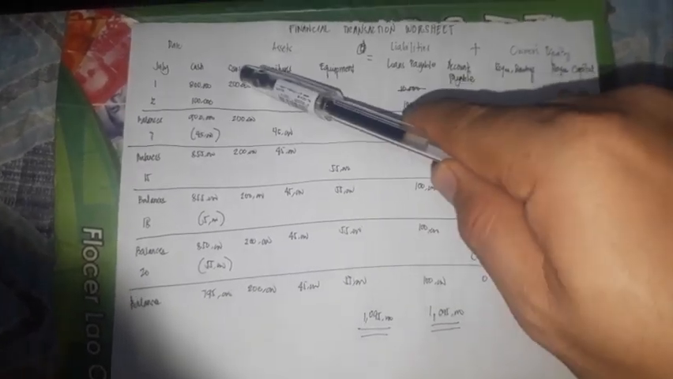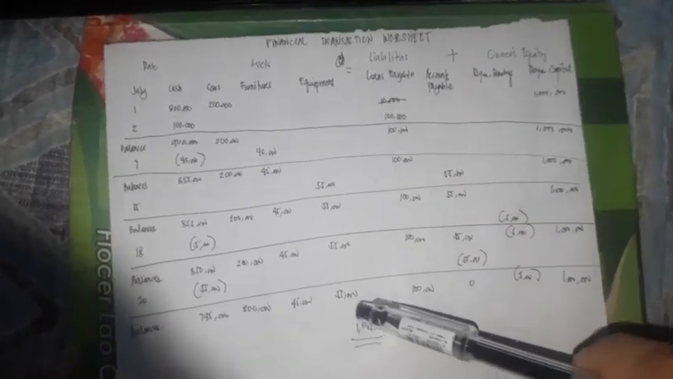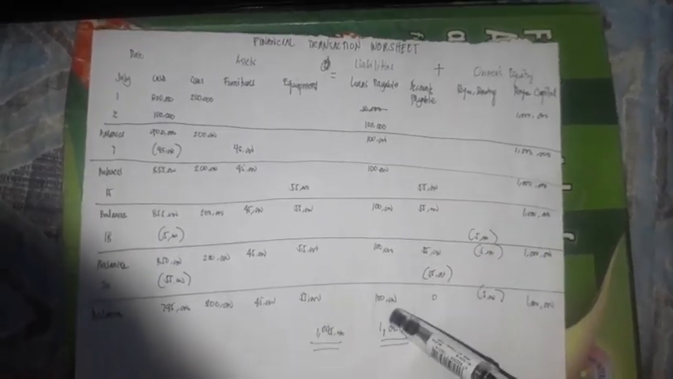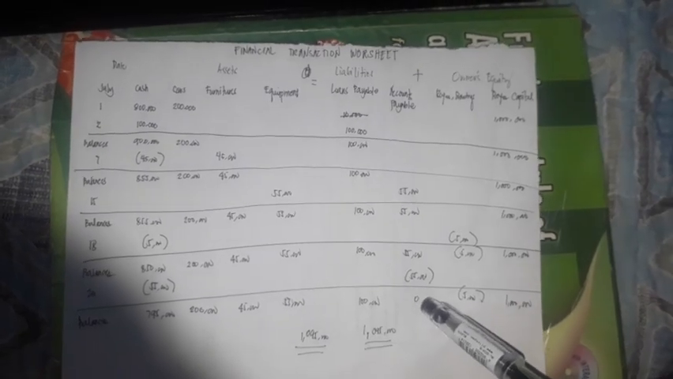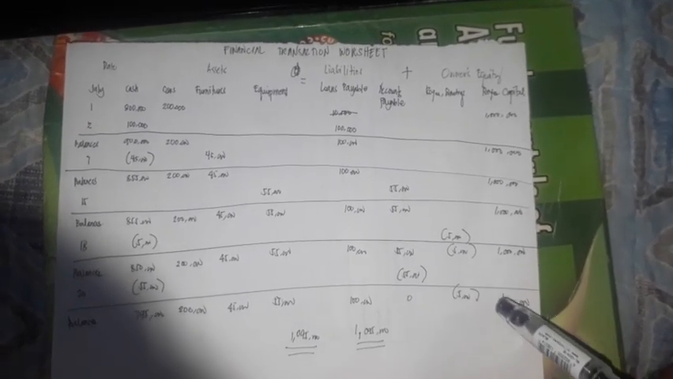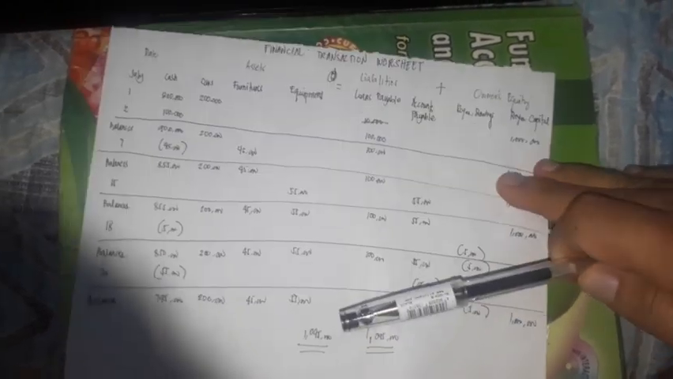So makikita natin total balances ng cars, total balances ng furniture and fixtures, equipment, the loans payable, accounts payable, the drawing account, and the capital account. So makikita po natin dito sa ating account ang increases and decreases and the balances of each element that appears in the entity's financial statements.